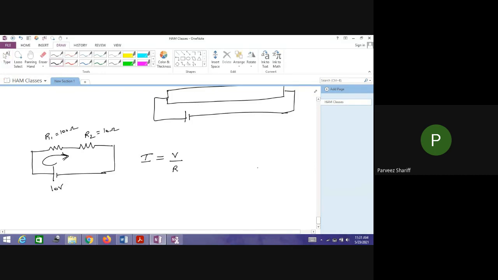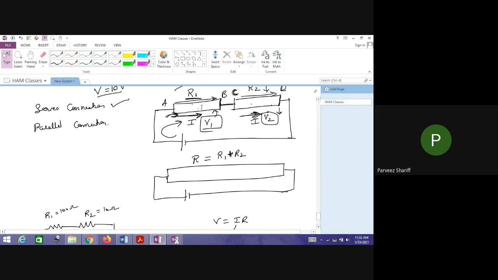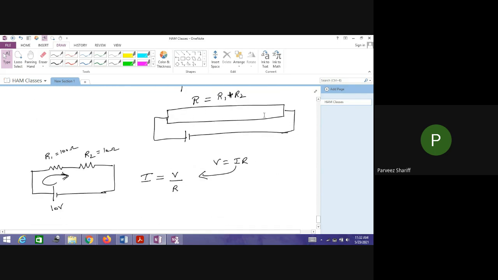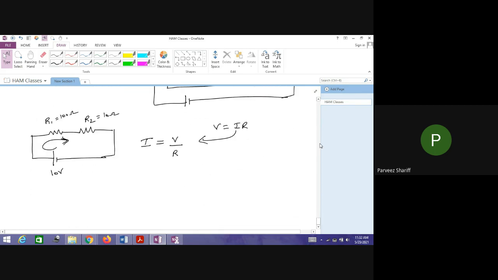You can remember any one form, the other form can be rewritten. V is equal to I into R. It means you can rearrange this equation: I is equal to V by R. Now since the resistances are in series, if 2 resistances, or 3, or n number of resistances are connected in series, we can add up all the resistances and represent it by R.